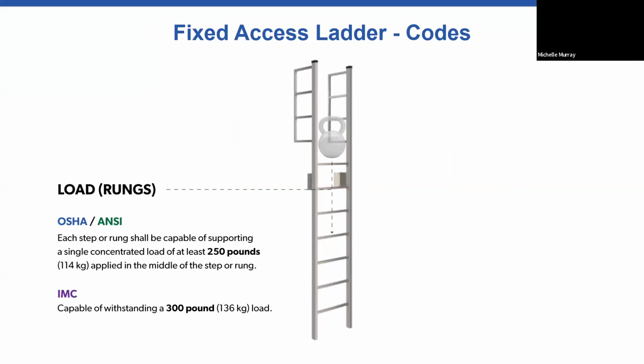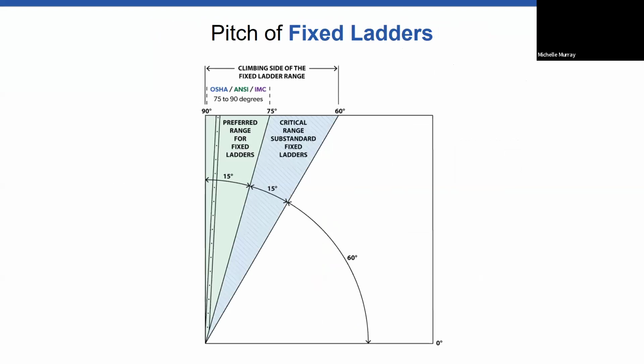When you talk about the load on the rungs for OSHA and ANSI, it's 250 pounds, and the IMC needs to be a minimum of 300 pounds. The pitch of a fixed ladder is important. OSHA, ANSI, and IMC, the range is between 75 and 90 degrees from the horizontal.